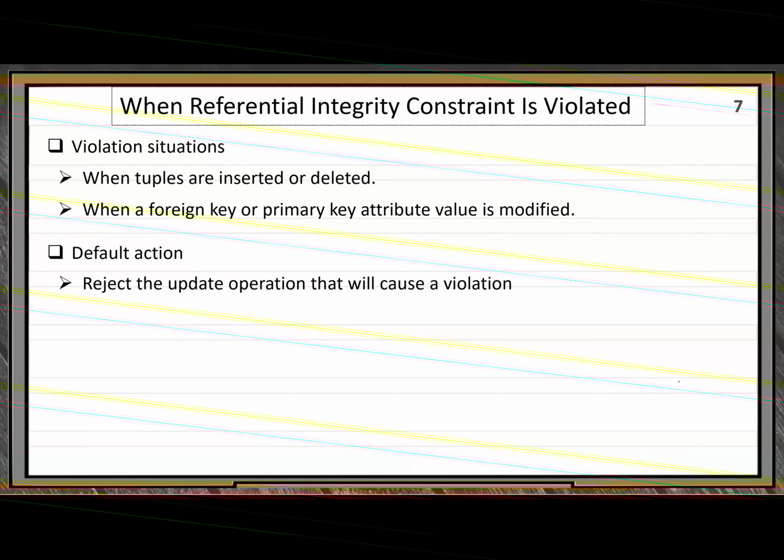Other than the default action, you can tell the DBMS which non-default action to choose under a certain violation, and then there is no rejection. The DBMS will do the action for you automatically. These are the optional actions you can use. You can tell the DBMS.